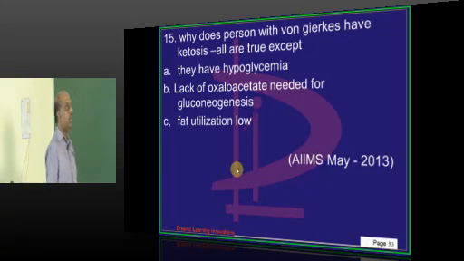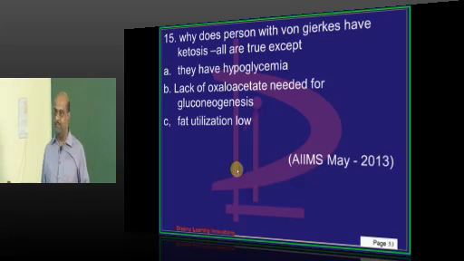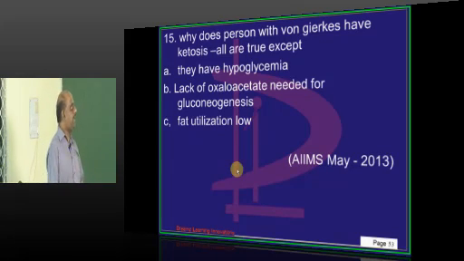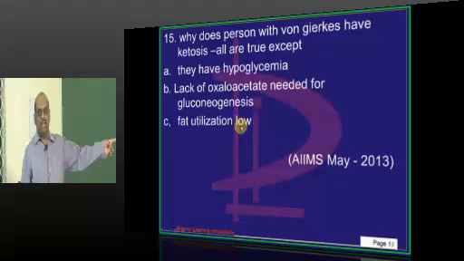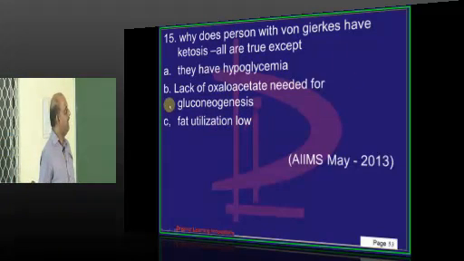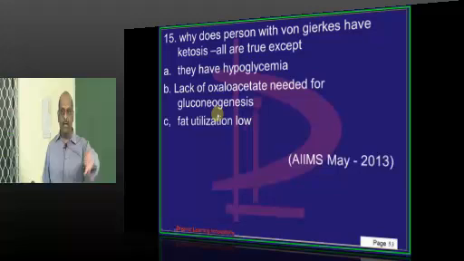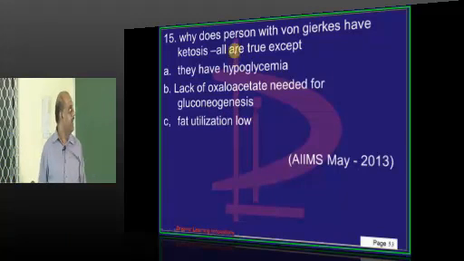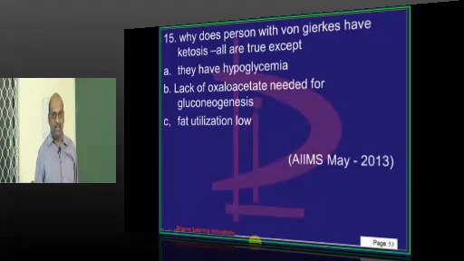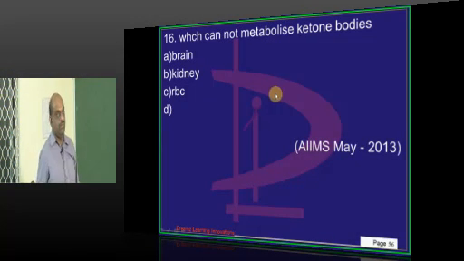Von Gierke disease, why will ketosis develop? Basically they have hypoglycemia and low fat utilization which will promote ketosis. Oxaloacetate lacking is not the feature. In fact, glucogenic amino acids will break down and release more oxaloacetate whenever a person has von Gierke. So that's the reason B becomes the answer.